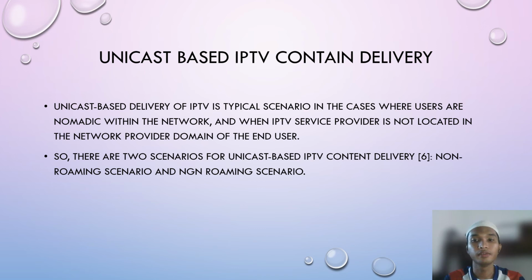Unicast-based IPTV content delivery. Unicast-based delivery of IPTV is a typical scenario in the case where users are nomadic within the network, and when the IPTV service provider is not located in the network provider domain of the end user. So there are two scenarios for unicast-based IPTV content delivery. First, the non-roaming scenario, and second is the NGN roaming scenario. Unicast is basically a direct request sent from one host to another, and only two hosts interact over the established route. For example, a web browser using HTTP.